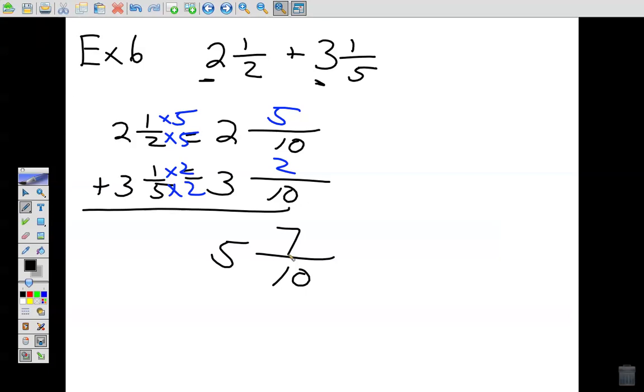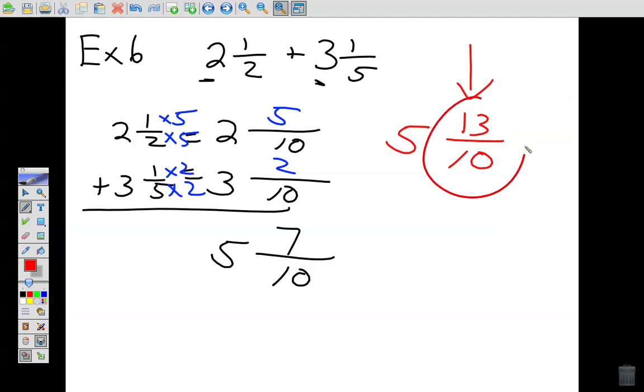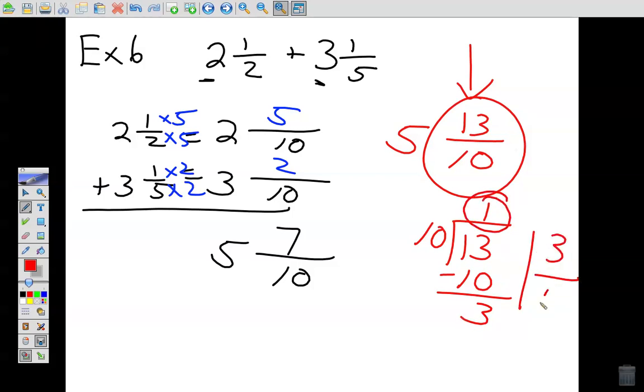Now, something I want to point out, pretty important thing. For the sake of example, suppose I got something like 5 and 13 tenths. So in other words, what do we have here? We have what's called an improper fraction. An improper fraction means the top number is bigger than the bottom number. So what we have to do is change that to a mixed number. And how do you change an improper to a mixed number? You take the top divided by the bottom. 10 goes into 13 once. Subtract. So what is 13 tenths? It's 1 and 3 tenths.